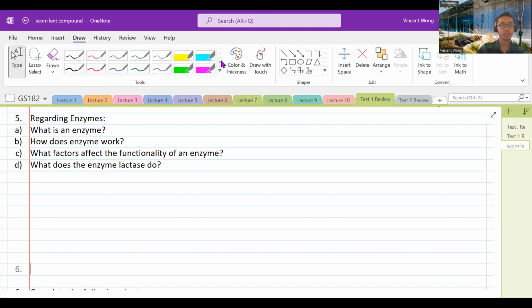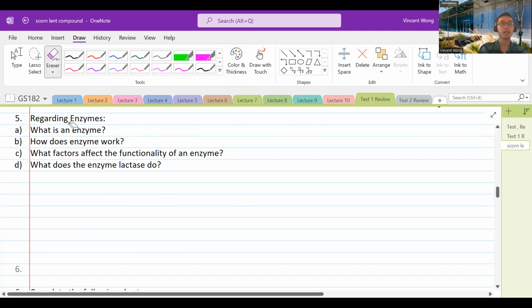Enzymes are proteins. Yep, they are proteins. Very good. Enzymes are proteins. And they are not hormones though, Hema, but good try. Hormones are proteins though. So both enzymes and hormones are proteins, but enzymes are not hormones.